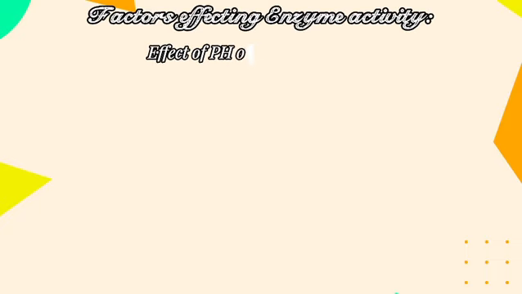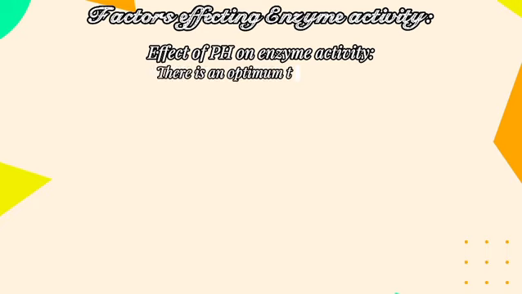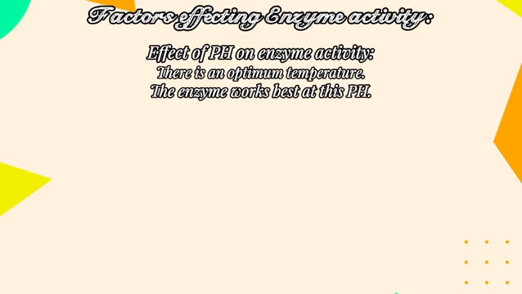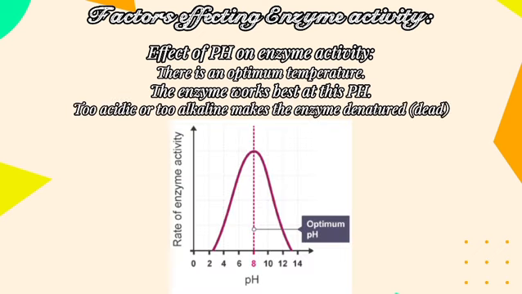The next factor that affects the rate of enzyme activity is pH, meaning power of hydrogen. In this case also we have an optimum pH. This is the pH at which the enzyme works the best. Different enzymes have different optimum pH levels. Too acidic or too alkaline makes the enzyme denatured and it cannot be made active back.